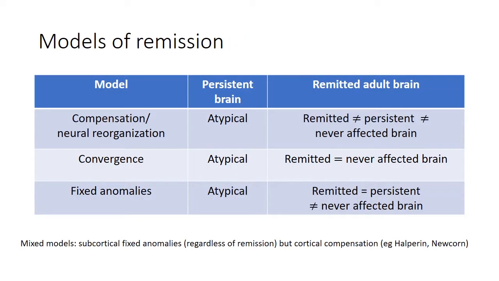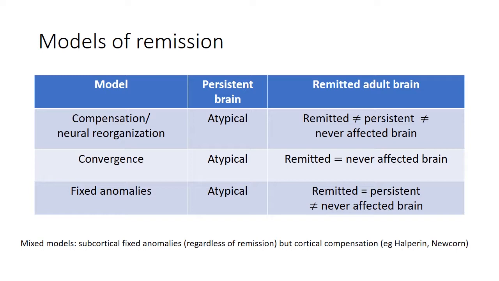And what can we reasonably infer from adult endpoint studies? Well, a popular model of remission is that children who are remitting develop strategies to compensate for their symptoms, and these compensatory strategies are tied to underlying neural reorganization. Now, by this model, the remitted brains in adults will not look like the brains of individuals who were never affected, nor will they look like the brains of those who have persistent ADHD. Rather, there will be unique features of neural reorganization that are beneficial.